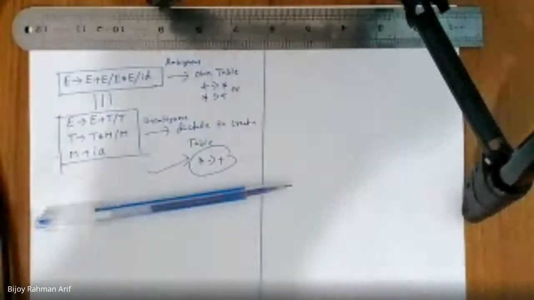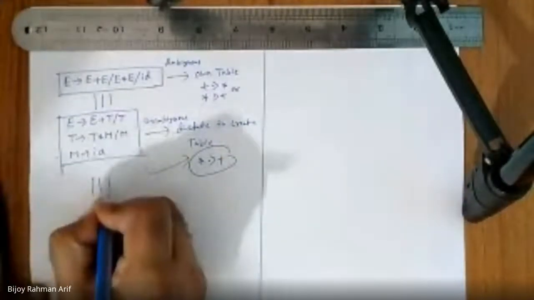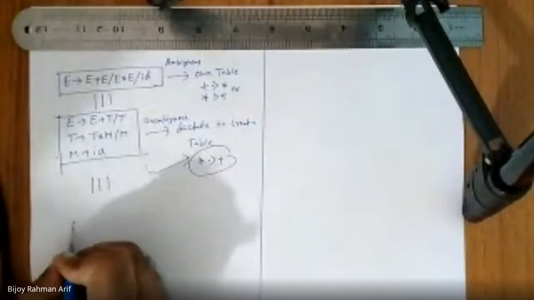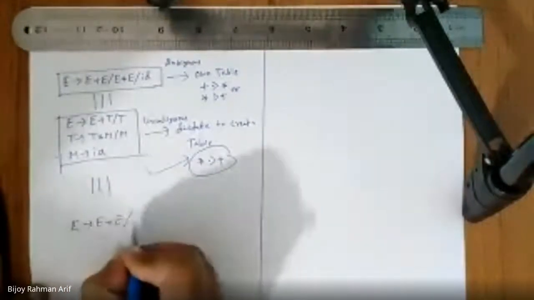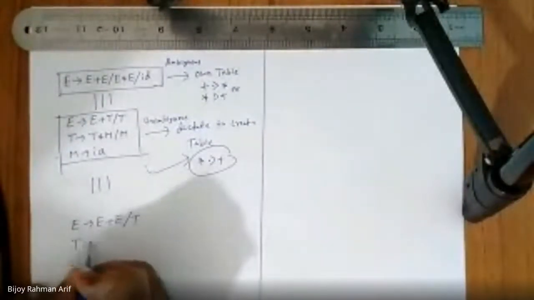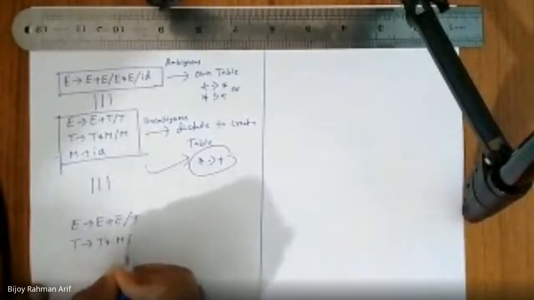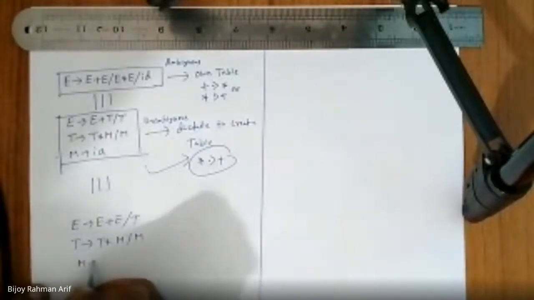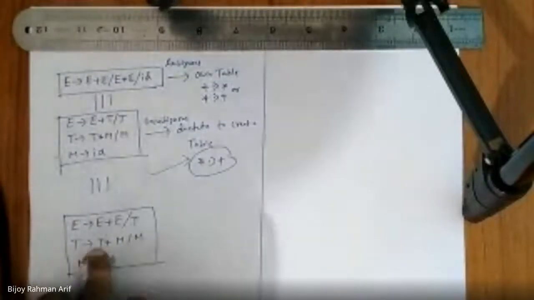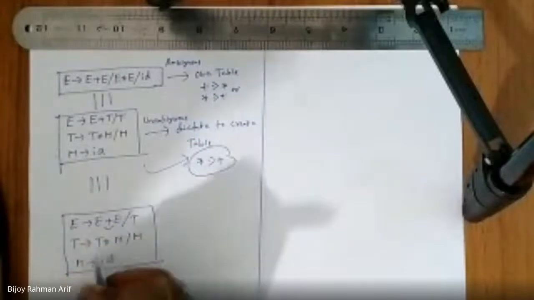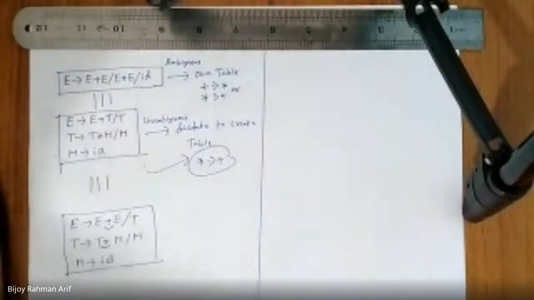Instead of this grammar, if I give this, let's say: E derives E plus E or T. T derives T star M or M. M derives ID. So this is also an equivalent grammar. Am I right? Yes, sir. This is also an equivalent grammar, but here plus is ambiguous and star is not ambiguous. So how can you fix that problem?